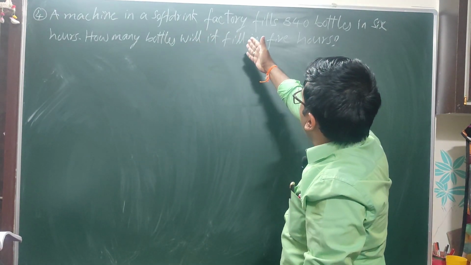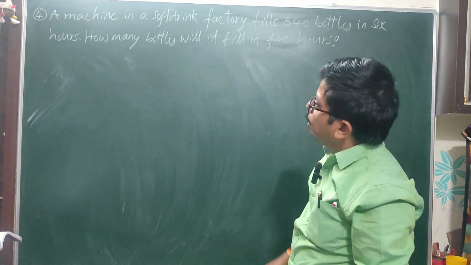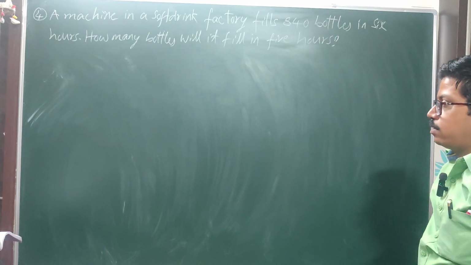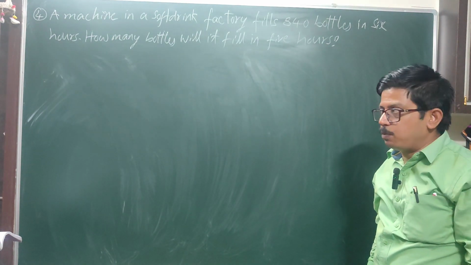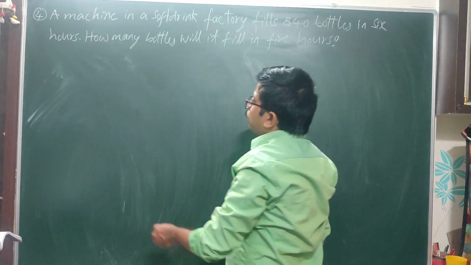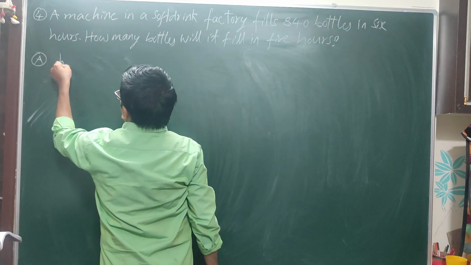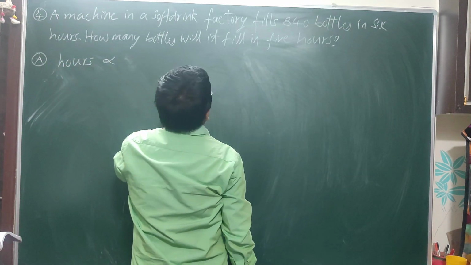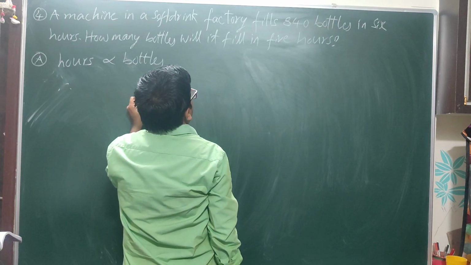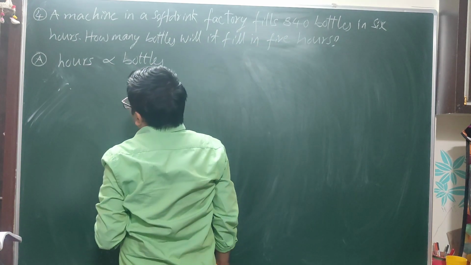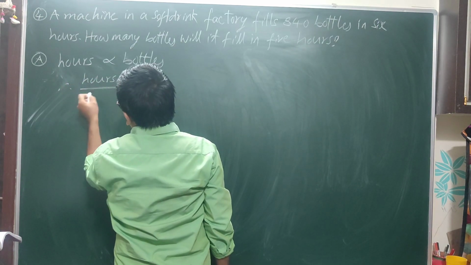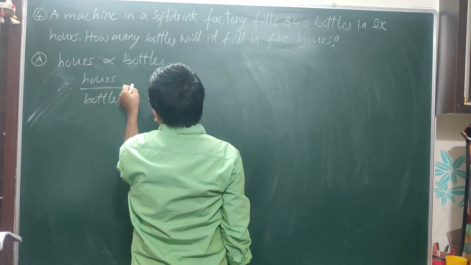Fourth question. A machine in a soft drink factory fills 840 bottles in 6 hours. How many bottles will it fill in 5 hours? So, hours and bottles. We can clearly observe that they are in direct proportion. As the hours increase, the number of bottles filled also increases. Hours is in direct proportion with bottles. Therefore, we can write like this: hours by bottles is a constant.